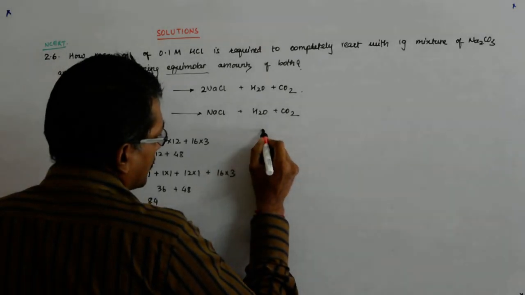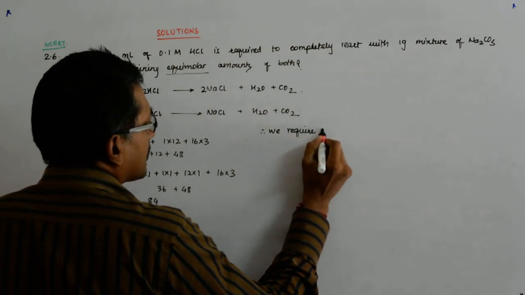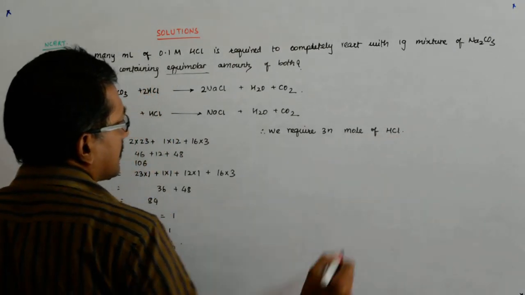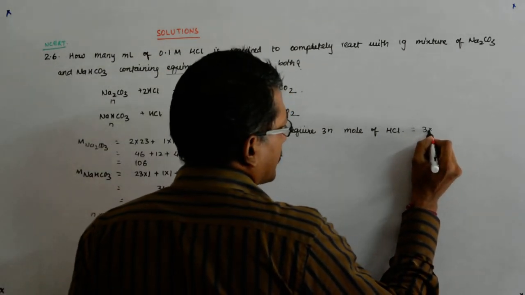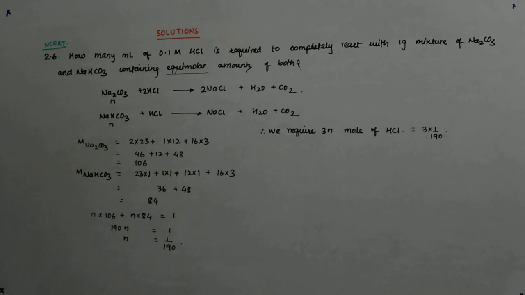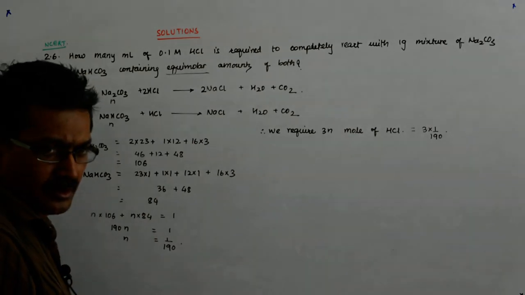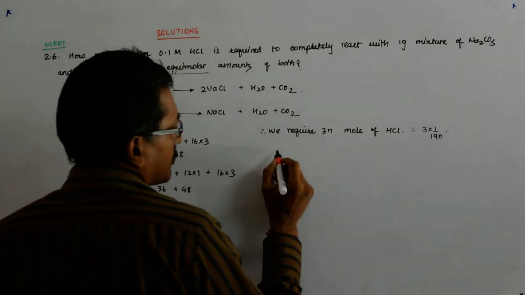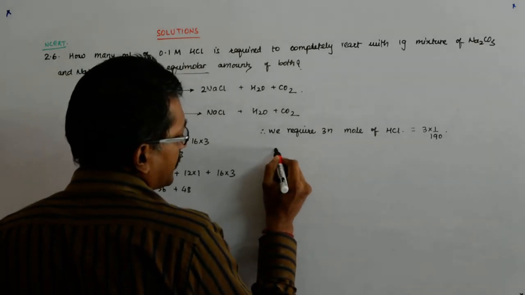So therefore we require 3N mole of HCl, correct, which is equal to 3 into 1 upon 190. Do we get that? So many moles. Now that many mole of HCl has to come from this solution, correct? Now 1 liter of it contains 0.1 mole of HCl, 1 liter of the solution. So I should use the unitary method.